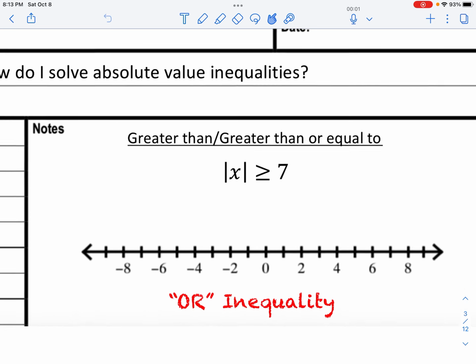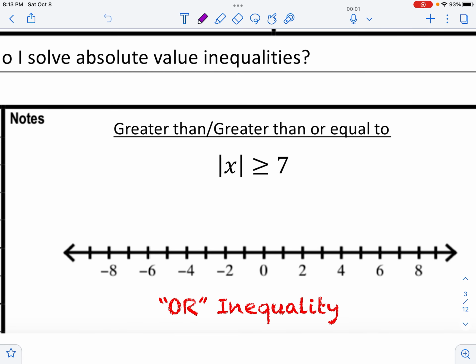Well, we know that this would apply when any number is greater than or equal to 7. So for example, let's say I had 8, 9, whatever. If I take the absolute value, it's going to certainly be bigger than 7, right? So if I put that on a number line, that would look like this.